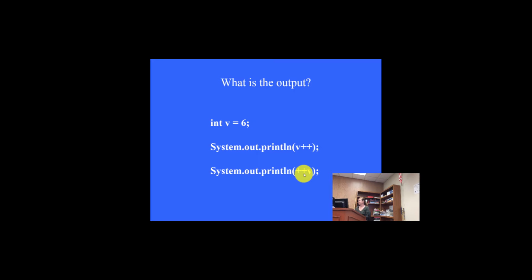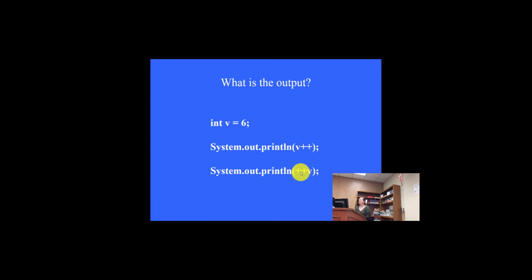Wait, so wouldn't the bottom one be 7? No, because it's 6 up here. It prints out 6, and then it changes it to 7. Right. And then down here it changes it to 8, and then prints it out. Got it. So it maintains the value throughout. For the first one, first it takes that variable and prints it out. So it throws it into the method println, it prints it out, and then when it comes back, it turns to a 7. And then in the second System.out.println, it's already a 7, but the pre-increment operator makes it 8 first, then it goes to the println and prints out 8.